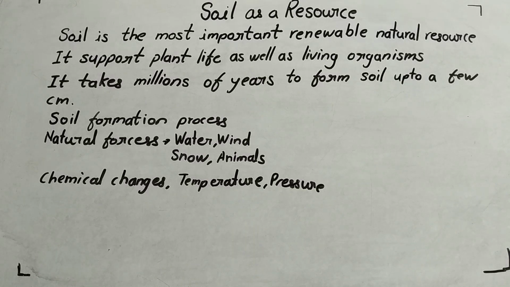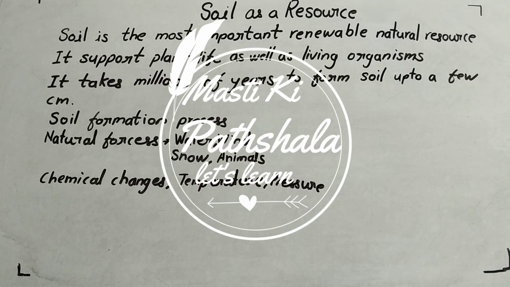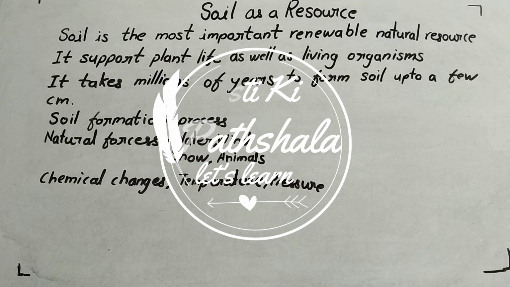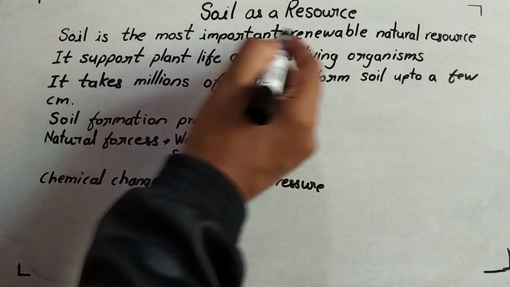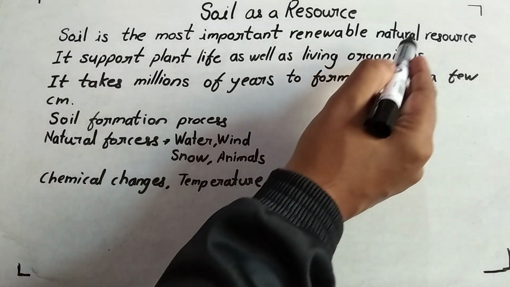Okay, so far we have completed resources, various types of resources, classifications and sub-classifications, then land as an important resource, and its degradation and conservation measures. Now, soil is a part of a land resource and it is also one of the most important renewable natural resources. Soil as a resource.